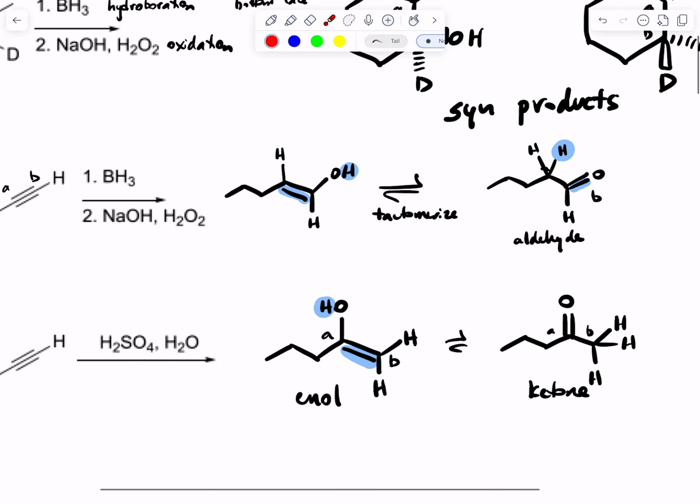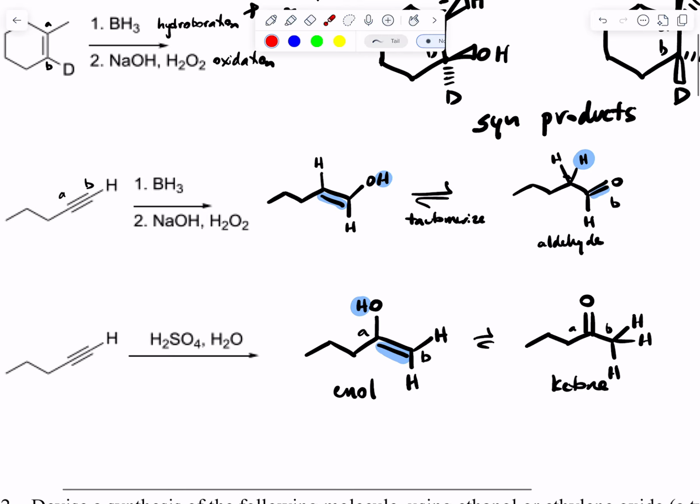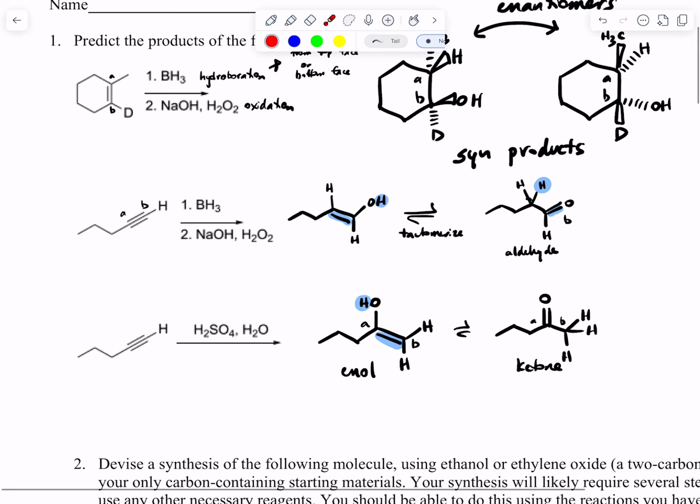And some of you were worried about, well, do I show the enol or the aldehyde as the product? You show the aldehyde. But that said, I'm not going to give you a situation where both of these are options and you have to guess what I'm thinking, okay? So the correct product for hydroboration oxidation, starting with the terminal alkyne, is the aldehyde. The correct product, starting with the terminal alkyne for hydration, is the ketone.